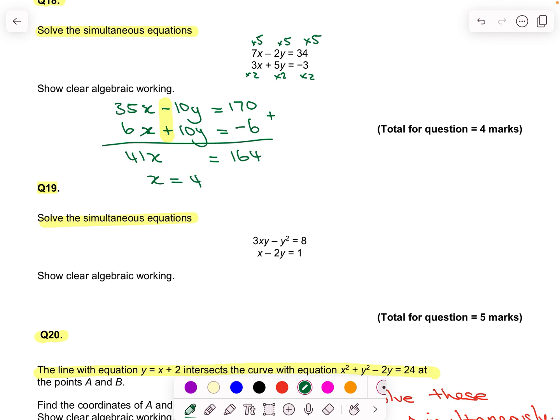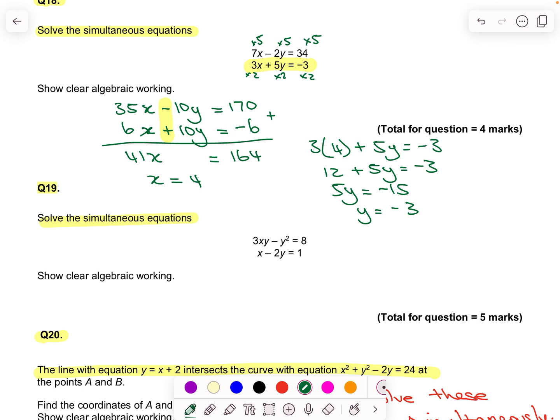I've got that. Now I need to substitute back into any of my equations. Again, I'm going to go with the second one. And so I'm going to substitute x equals 4. So instead of writing 3x, I'm going to write 3 times 4 plus 5y equals minus 3. 3 times 4 is 12 plus 5y equals minus 3. Take away 12 from both sides and I get 5y equals minus 15. Divide by 5 and I get that y equals minus 3. And that's my answer.